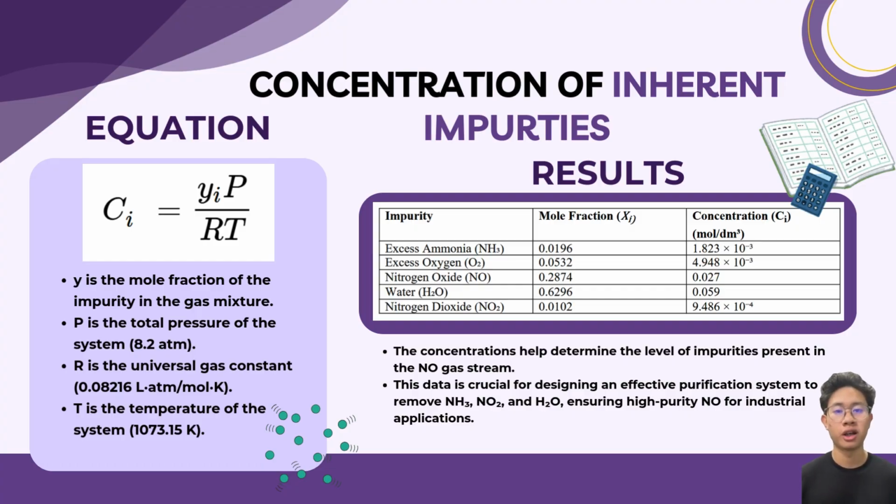To calculate the concentration of inherent impurities, we are using the ideal gas law, C equals yP/RT, whereby in this reaction, we are setting the pressure as 8.2 atm and the temperature as 1073.15 Kelvin. This calculation helps us to identify each impurity in the NO gas stream. This data is crucial for designing an effective adsorption system to remove NH3, NO2, and H2O, which ensures a high purity of NO for industrial applications.